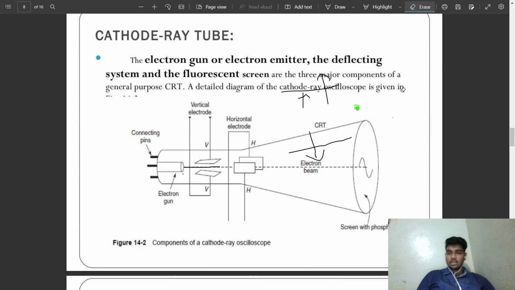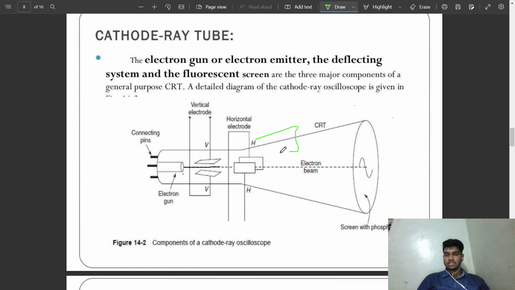Now, a single line we cannot call a waveform, because it is a kind of wave but not exactly a waveform. So what we need is to expand it with the horizontal anode. This horizontal anode is kept like this, parallel. It also works the same as the vertical amplifier.